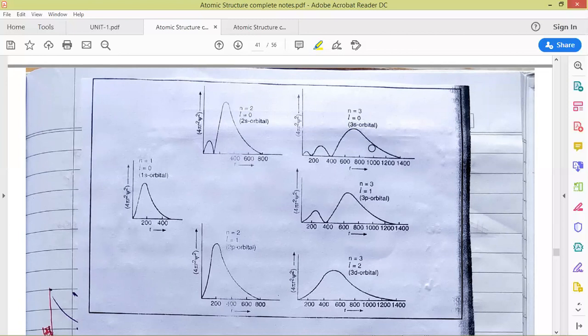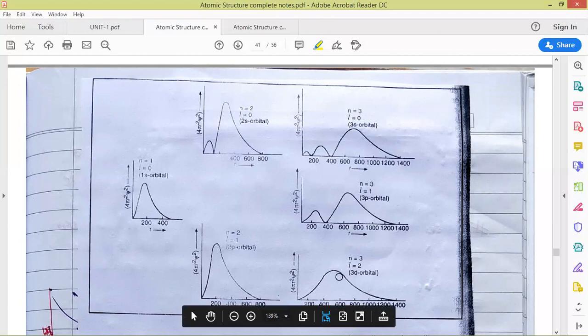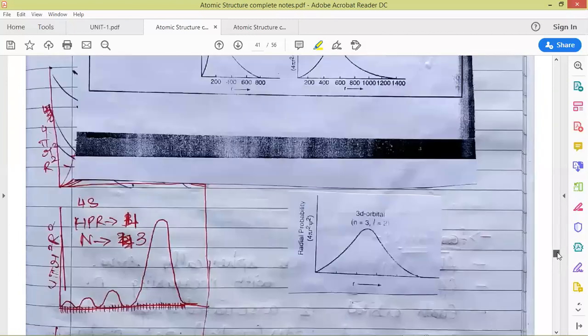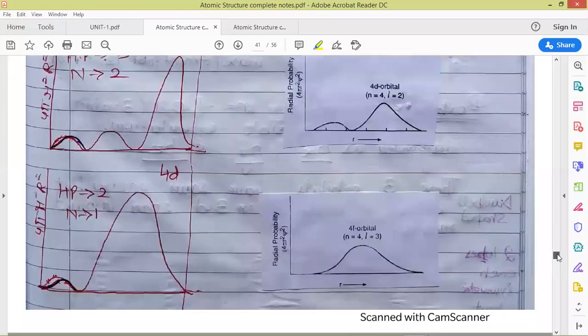So if you are asked in exams to plot the radial probability distribution curves for 3s, 3p, and 3d, you need to keep in mind that you are plotting on the same scale, as the size of the principal shell is going to be the same. And if you are asked to plot for 2p and 3p, you will have to increase this distance, this r value, and change the scale. So these are the points.